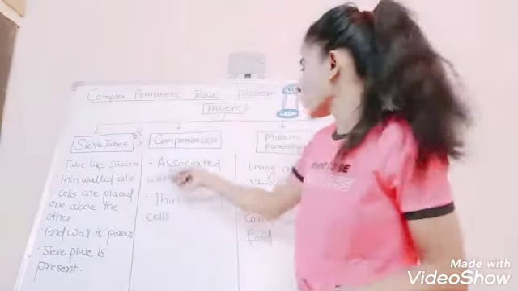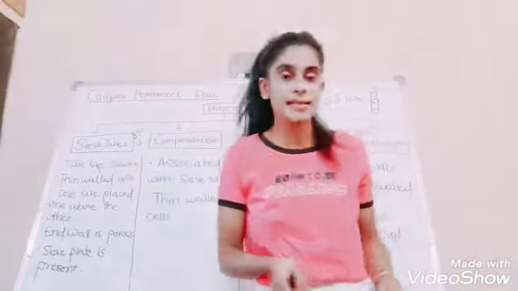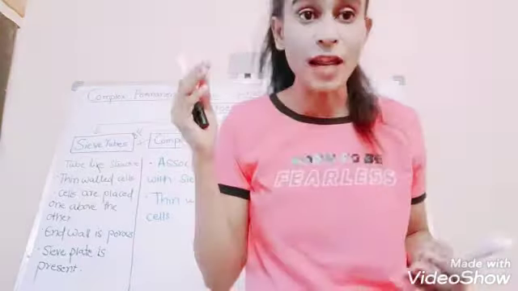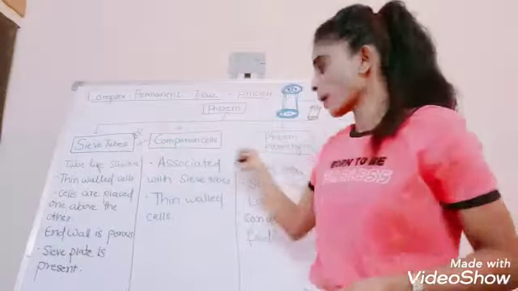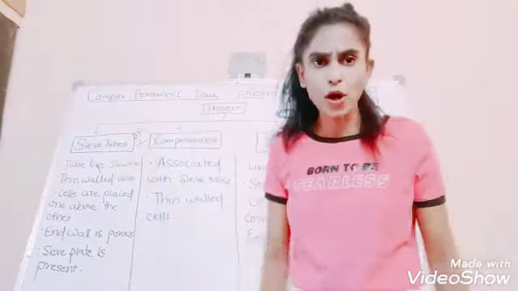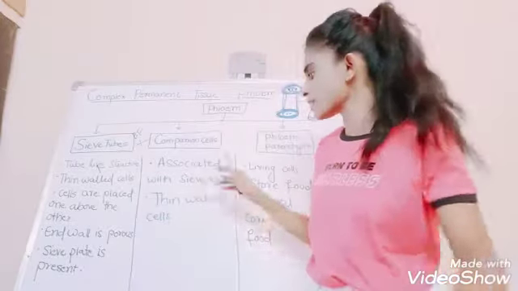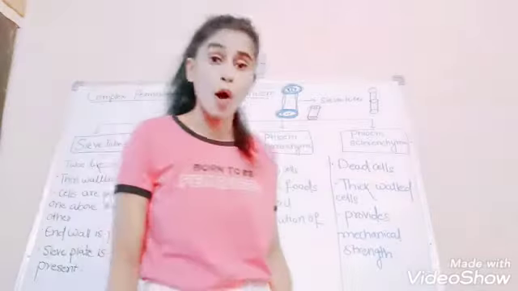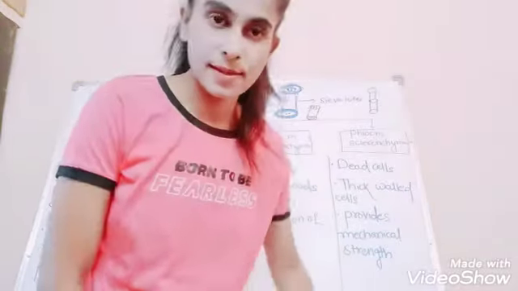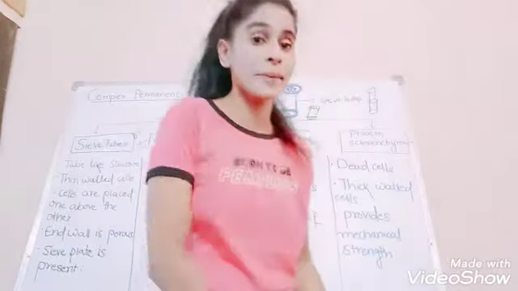So associated with sieve tubes, and it has got thin walled cells. The cell walls are very thin, dear. So companion cells, nothing more to know. It's the BFF of sieve tubes, completely associated with sieve tubes, and the cells have very thin walls. Got it? We came across your sieve tubes and companion cells.